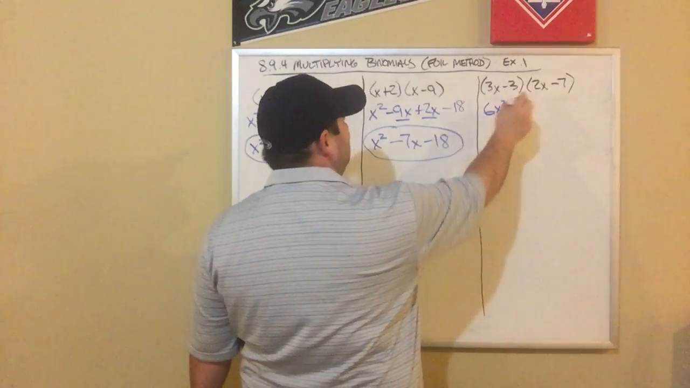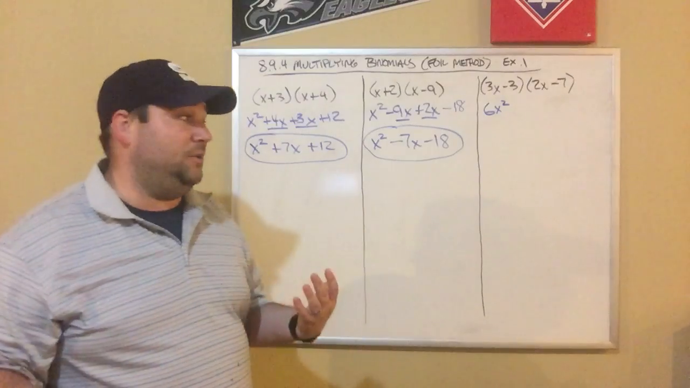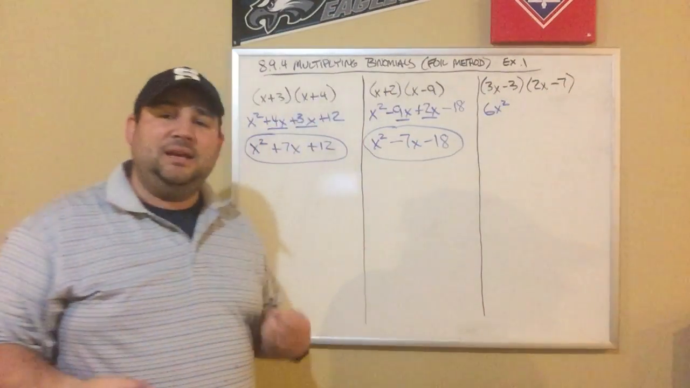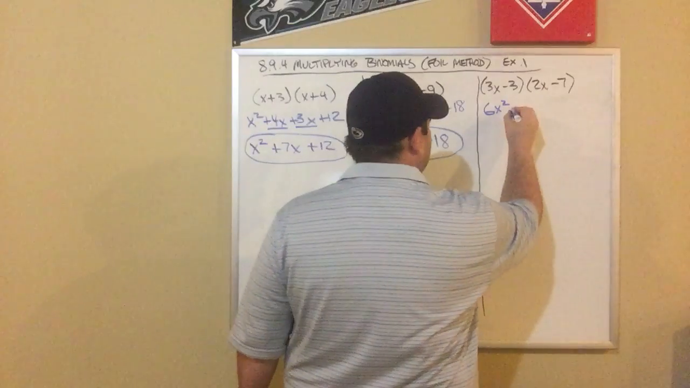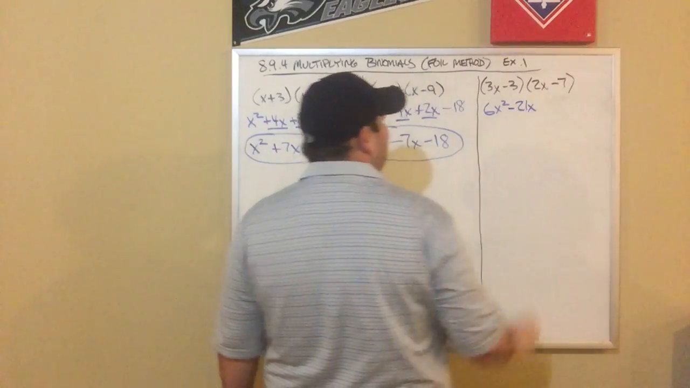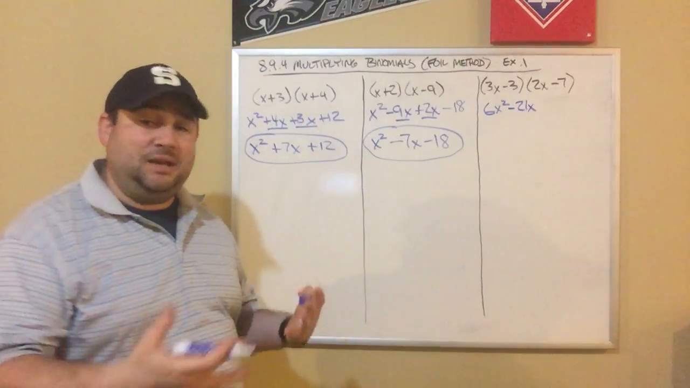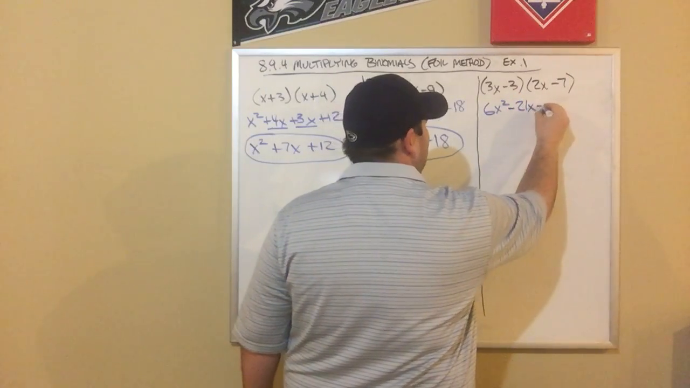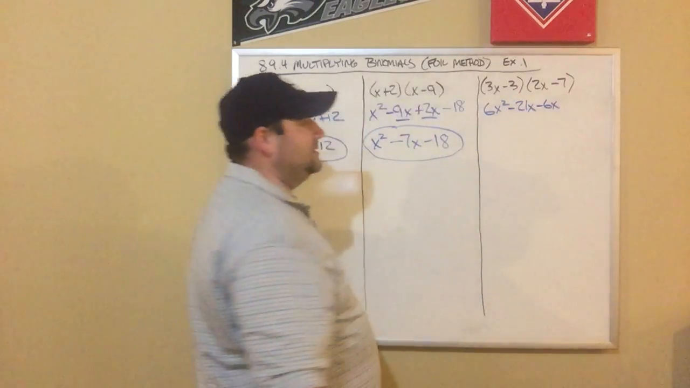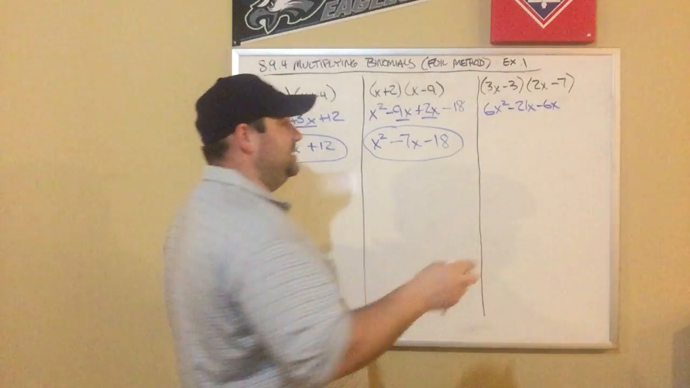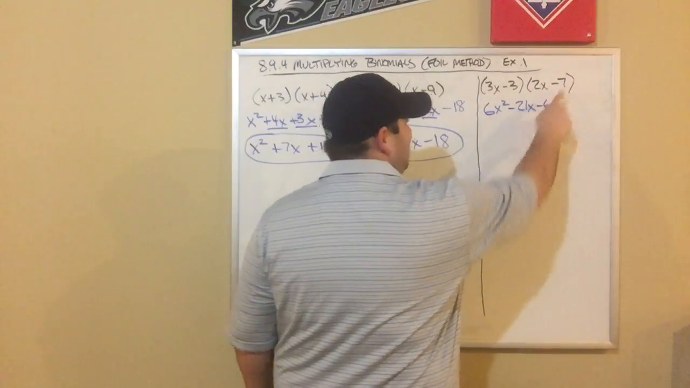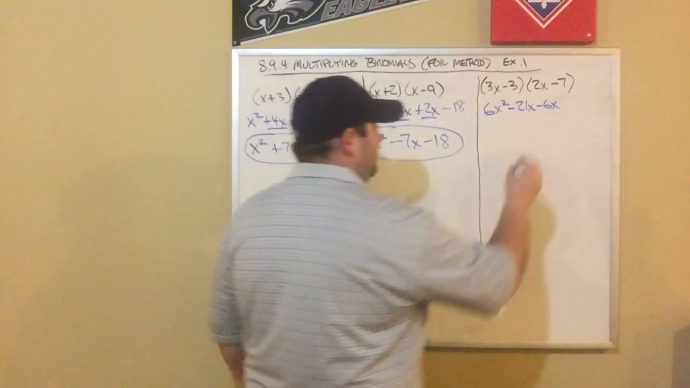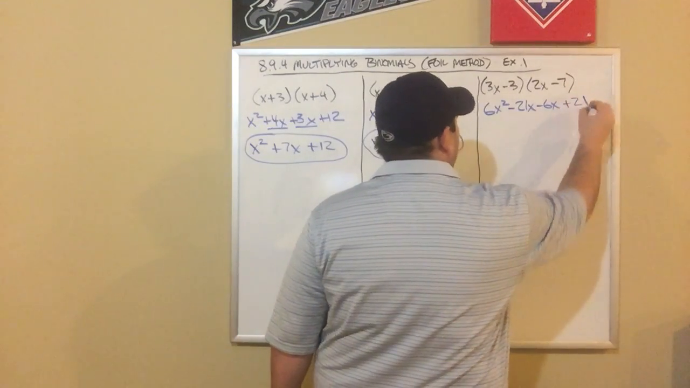Now I'm going to do O. O stands for outer. That's going to be my outside terms. 3x times negative 7. That's going to be negative 21x. So minus 21x. Then I do I. I stands for inner, inside terms. Negative 3 times 2x is negative 6x. So I'm putting minus 6x. Finally, last. L stands for last. Negative 3 times negative 7, the last terms in the sets of parentheses. Negative 3 times negative 7 is positive 21. I'm going to put plus 21.